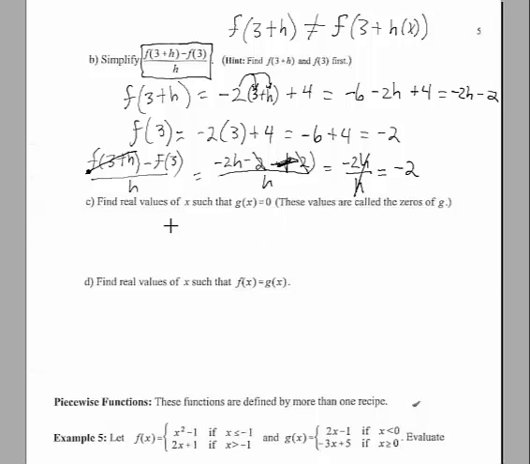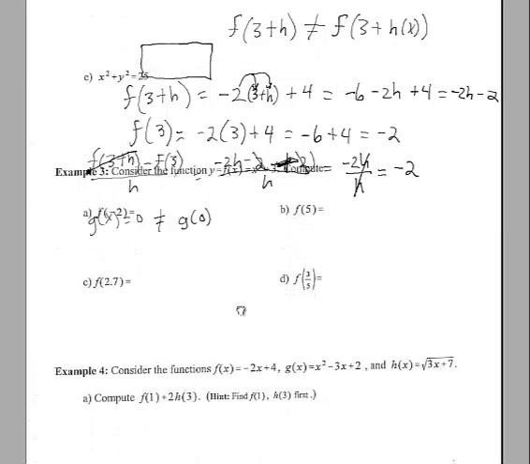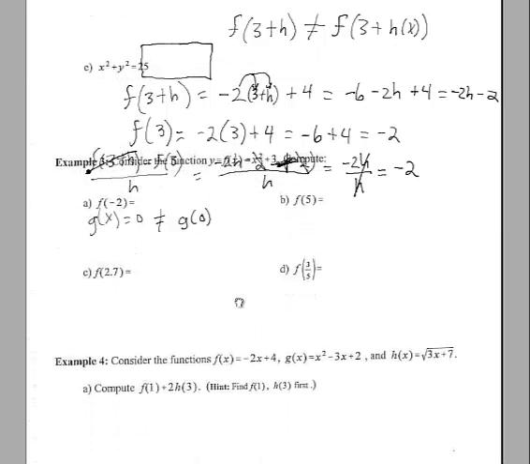Okay, sort of switching gears. C says find the real values of x such that g of x equals 0. Notice that g of x equals 0 is not the same as g of 0. We're going to do something different with the 0. Have to go back to the previous page and figure out what g is. So g is x squared minus 3x plus 2.